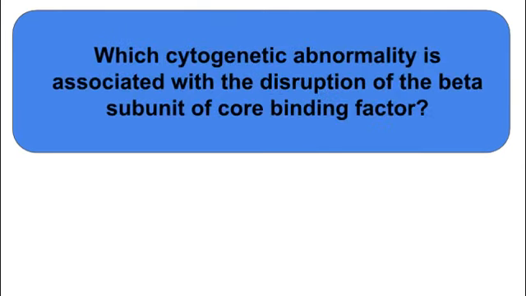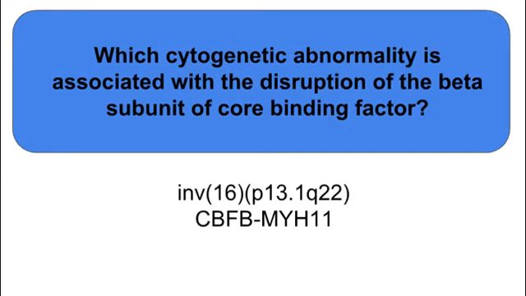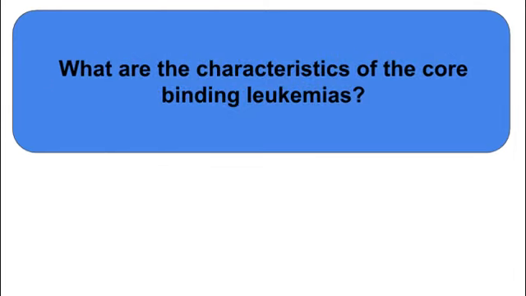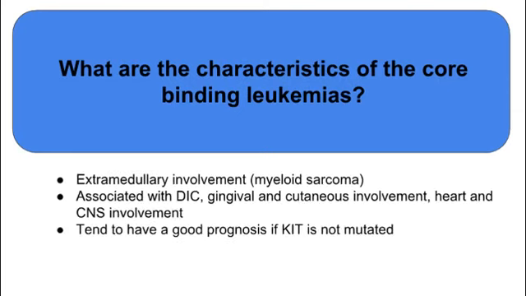Which cytogenetic abnormality is associated with the disruption of the beta subunit of core binding factor? AML with inversion 16. What are the characteristics of the core binding leukemias? The core binding leukemias are comprised of translocation (8;21) and inversion 16. They can have extramedullary involvement manifesting as a myeloid sarcoma.